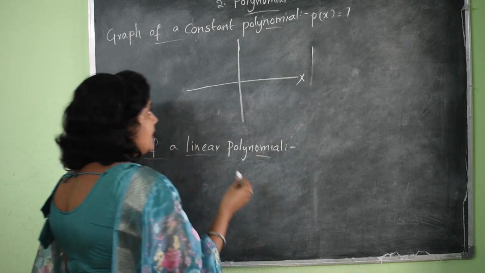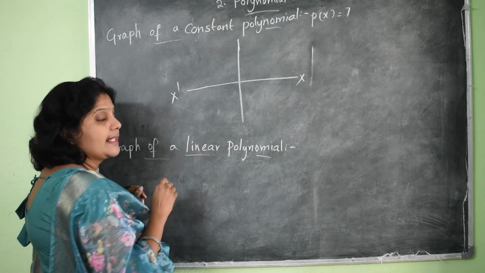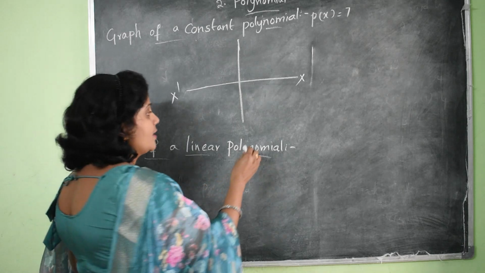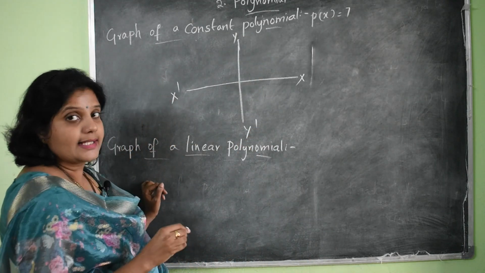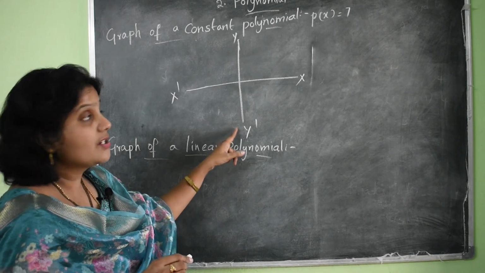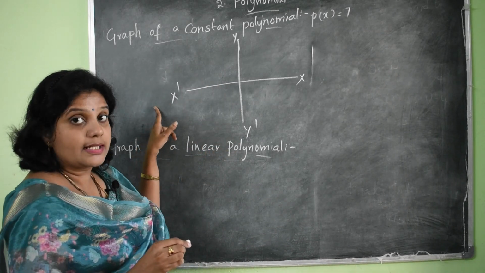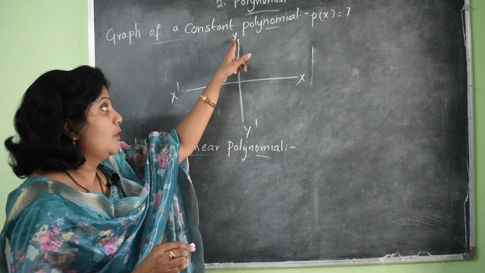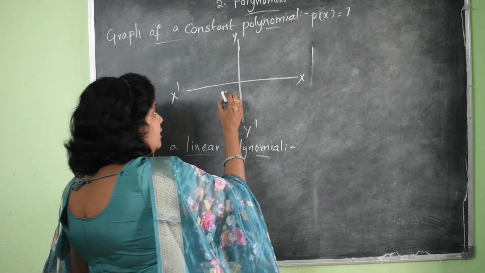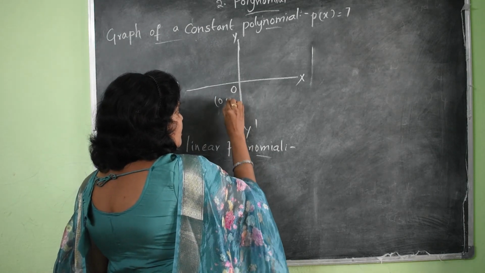Let us take it as the x-axis. Here the negative x-axis we will represent as x dash, and this is the y-axis and this is y dash. The negative y-axis we will represent as y dash. The negative x-axis we will represent as x dash. The positive x-axis, x-axis. The positive y-axis, y-axis. And this is nothing but the origin, 0, 0.